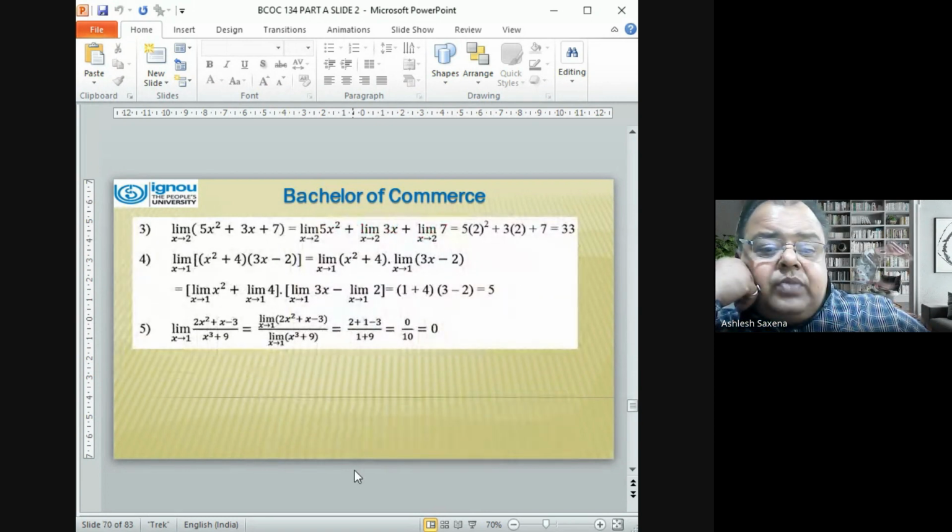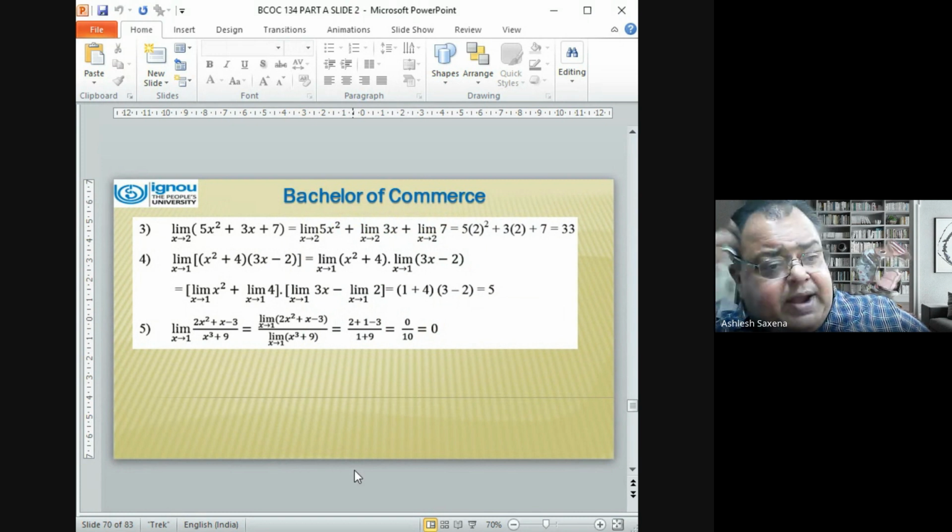Now, limit x tends to 2, 5x squared plus 3x plus 7. You can apply it directly also. Replace x by 2. So it will become 5 into 4 plus 3 into 2 plus 7. That will become 5 into 4 is 20, 20 plus 6 is 26, 26 plus 7 is 33.